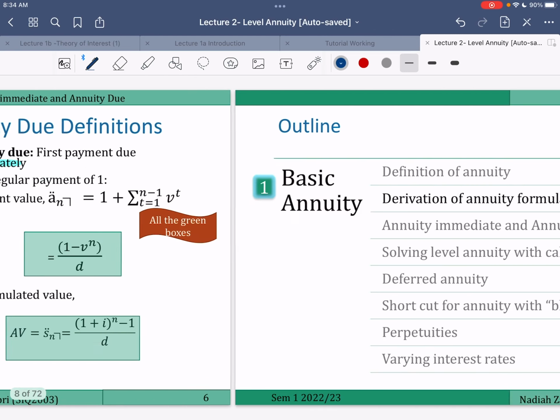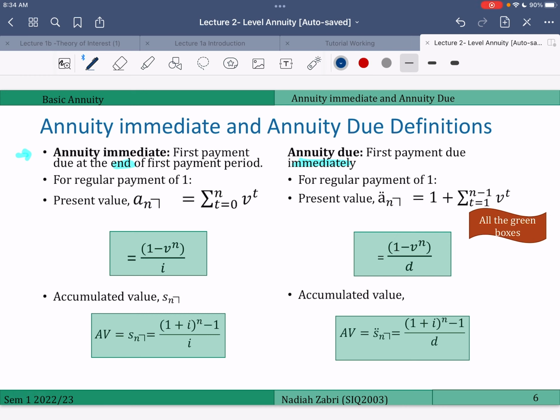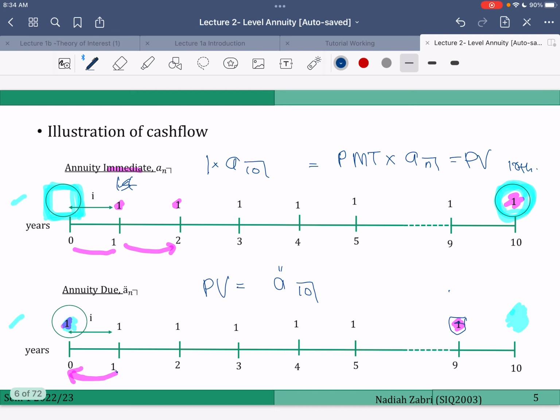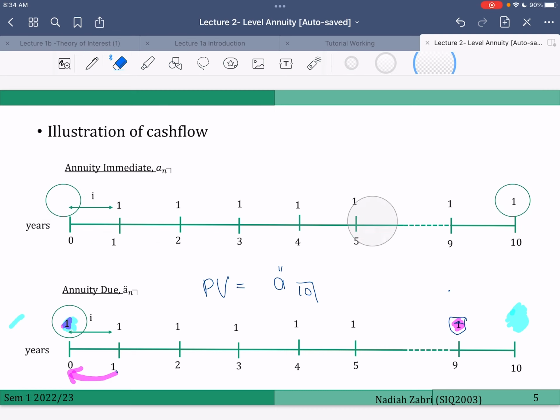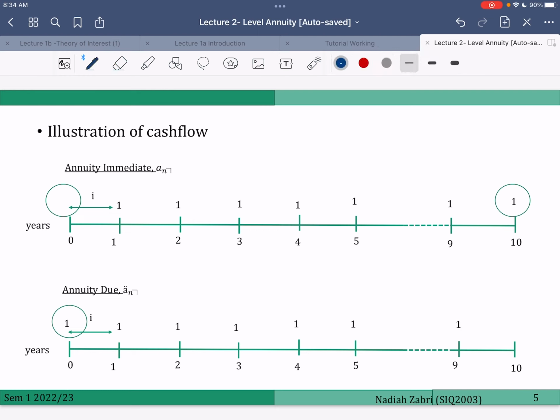Okay, now you know the term. So for this a angle n, how do we find the present value? What is the present value of this regular cash flow, or this annuity? Let's look at the first one. The present value of this, let's see, there are 10 cash flows, so you need to sum up the present value of all of these 10 payments.